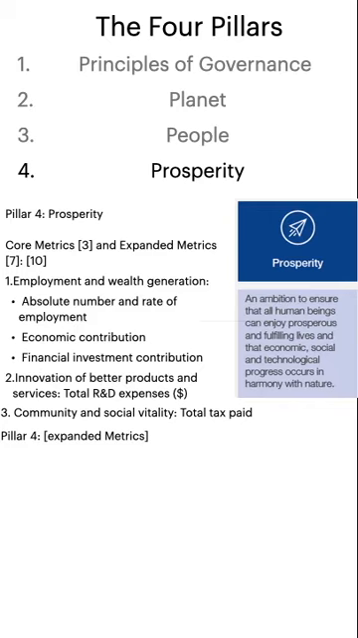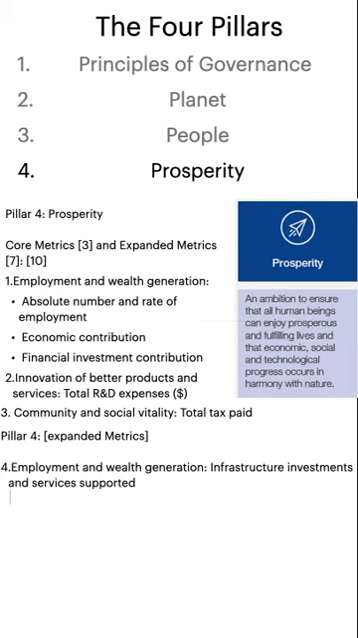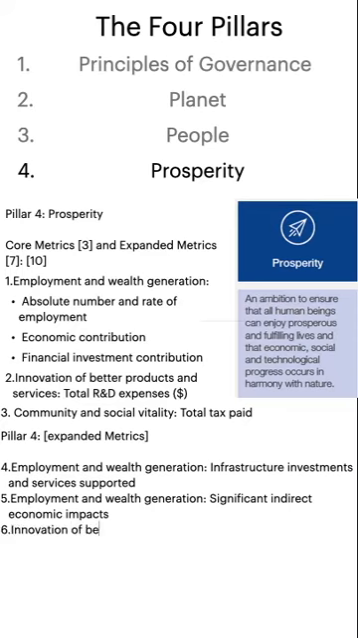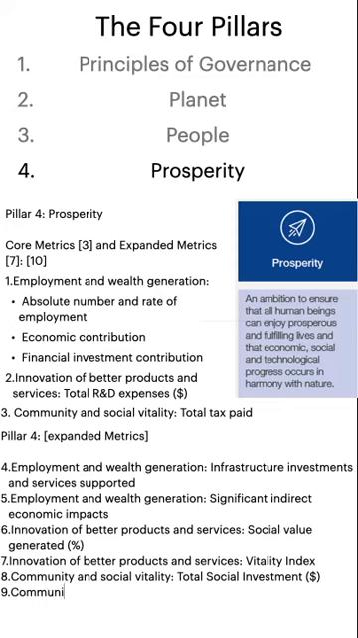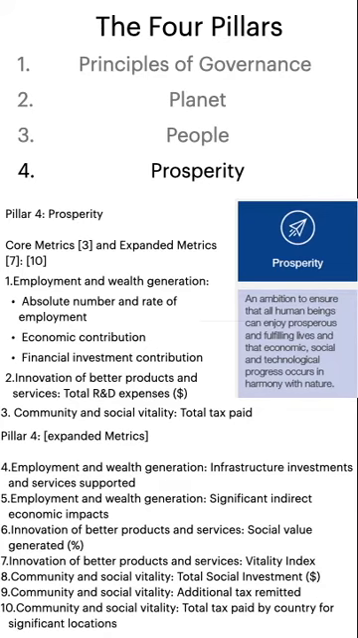Pillar 4. Expanded metrics. 4. Employment and wealth generation, infrastructure investments and services supported. 5. Employment and wealth generation, significant indirect economic impacts. 6. Innovation of better products and services, social value generated. 7. Innovation of better products and services, vitality index. 8. Community and social vitality, total social investment. 9. Community and social vitality, additional tax remitted. 10. Community and social vitality, total tax paid by country for significant locations.